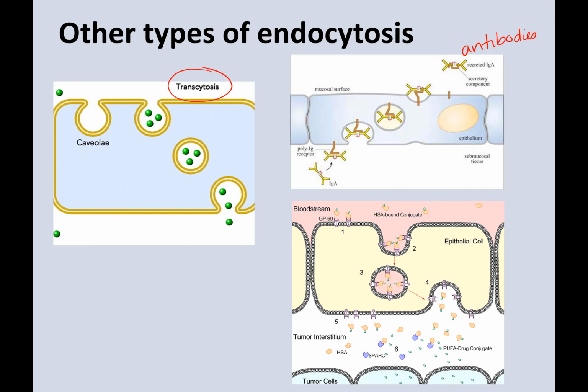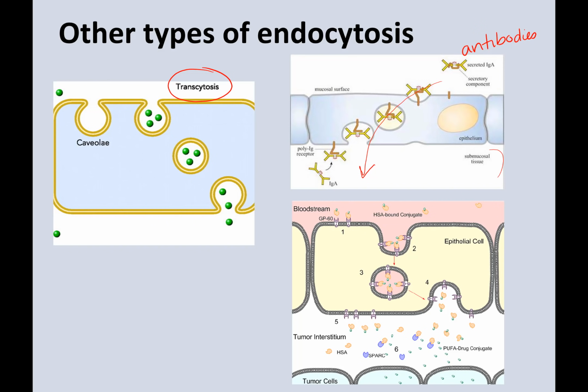So antibodies might be floating around in the mucosal surface, like of your gut, and will be taken in and transcytosed through to the submucosal to go around and look for foreign bacteria or viruses. They are using transcytosis for drug delivery.